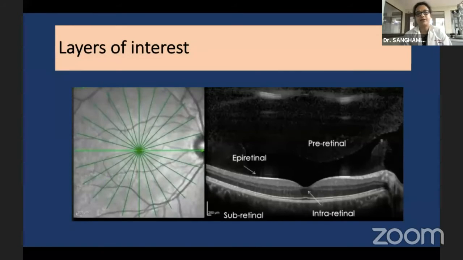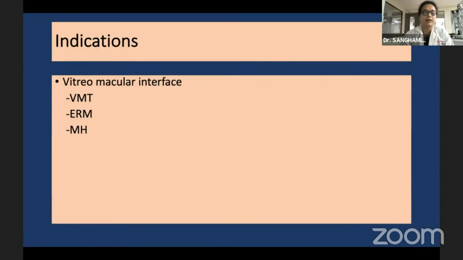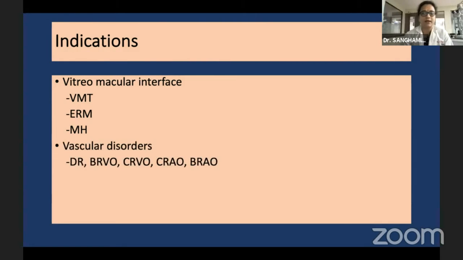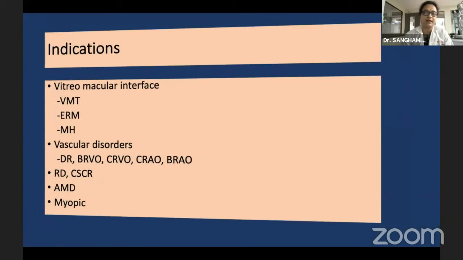The areas of interest when we do a retinal OCT are the pre-retina, epiretinal membrane, intraretina, and the subretinal membrane. The indications are the vitreomacular interface, where we try to see vitreomacular traction, ERM or a macular hole. In vascular disorders, diabetic retinopathies, the RVOs, CRVO and CRAOs. We might sometimes use it in a subtle case of subclinical RD, CSR, age-related macular degeneration, and in high myopia, where the contrast is very less.